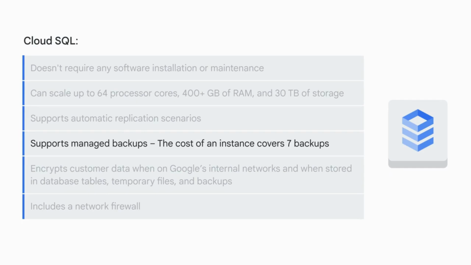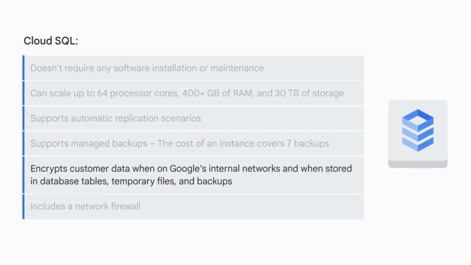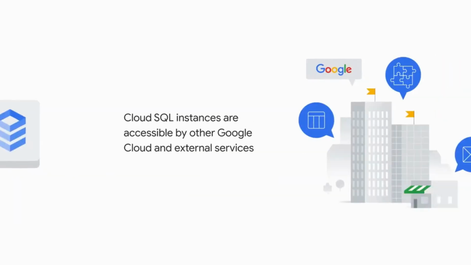The cost of an instance covers 7 backups. Cloud SQL encrypts customer data when on Google's internal networks and when stored in database tables, temporary files, and backups. And it includes a network firewall, which controls network access to each database instance.